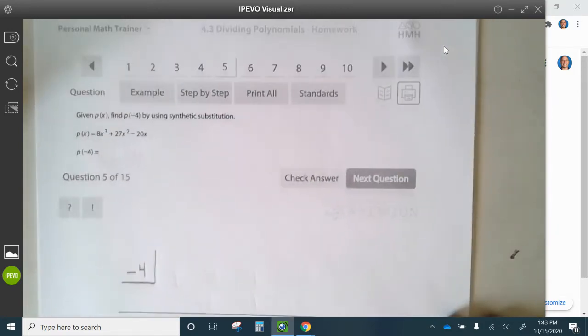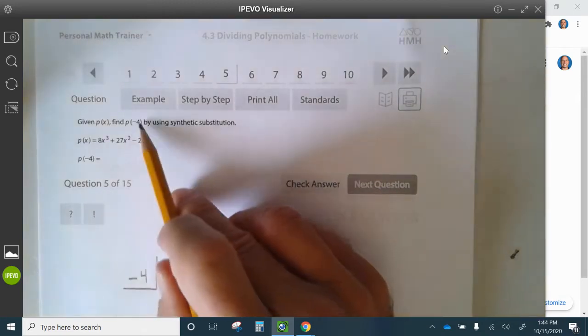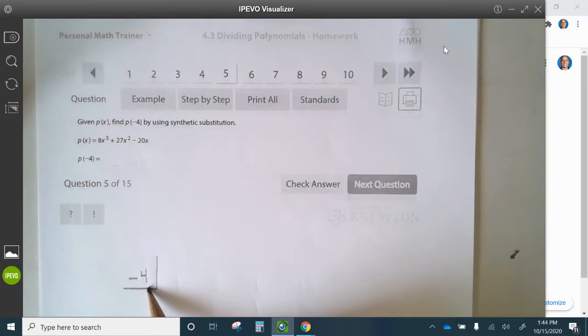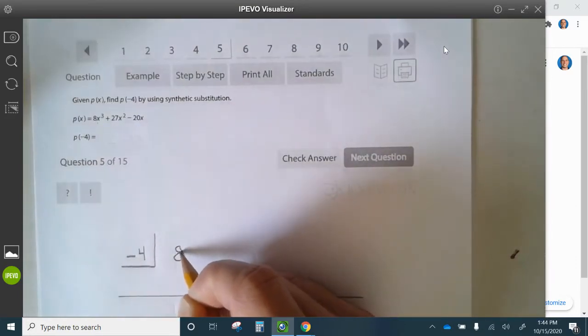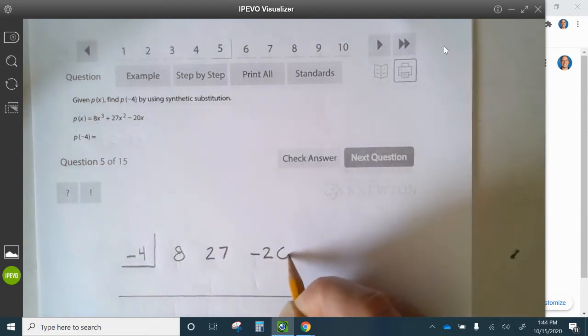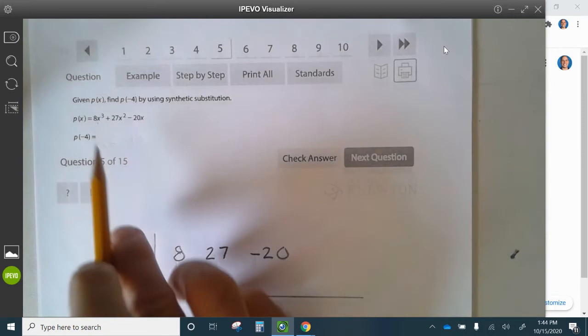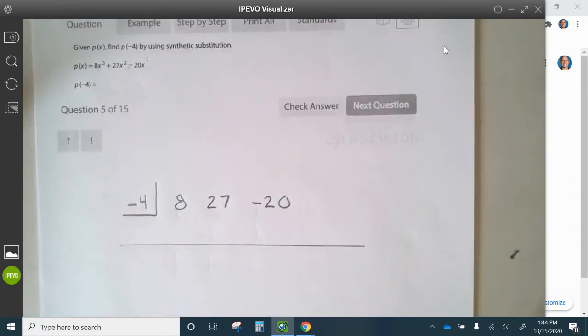All right, question number 5. Given p of x, find p of negative 4 by using synthetic division. Now this is your a value. Now we bring down the numbers here. So this is 8, 27, negative 20. And we have x cubed, x squared, x, and a constant, so we're in order. We're not missing any. So now let's use synthetic division.